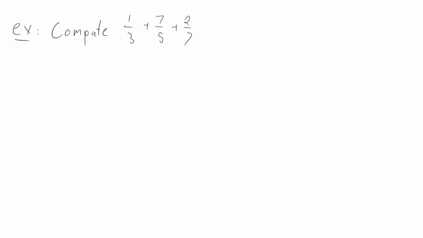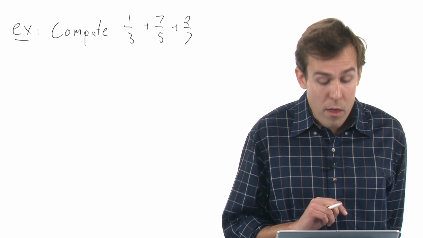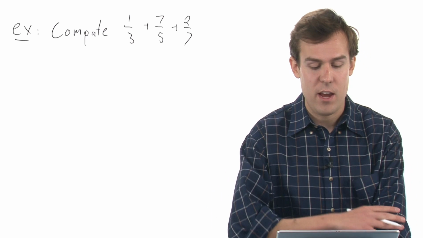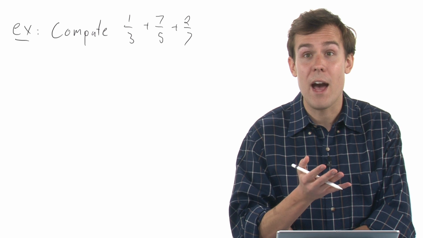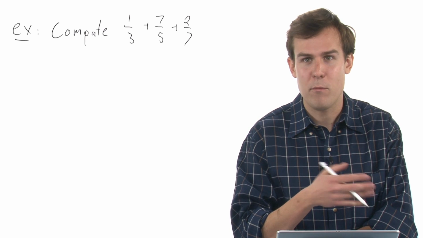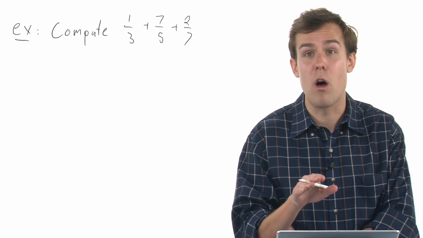We're going to go on to addition, which, again, I think adding fractions is more challenging than multiplying them because I have to find a common denominator. So let's look at an example where we actually have three fractions I want to add together. I want to add 1/3, 7/5, and 2/7. All three of them have different denominators. So I'm going to have to do something very kind of tricky. I'm going to have to find a common denominator that works for all three.